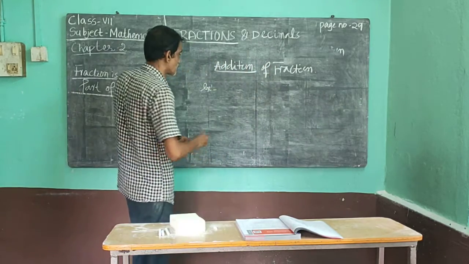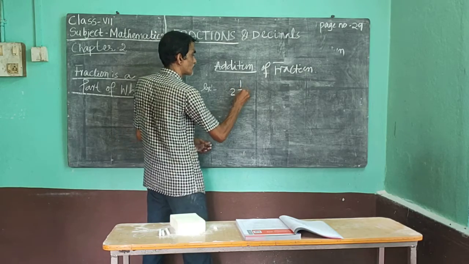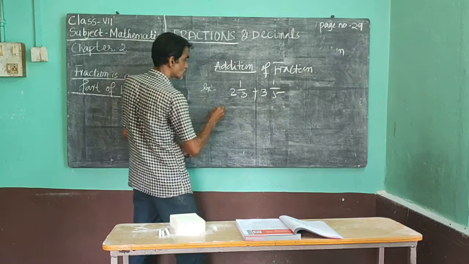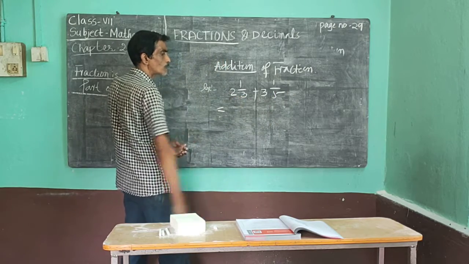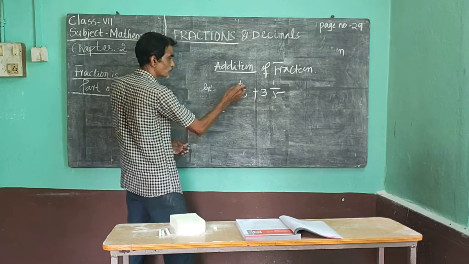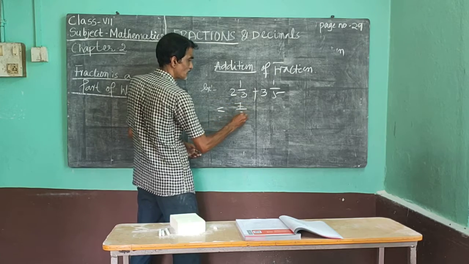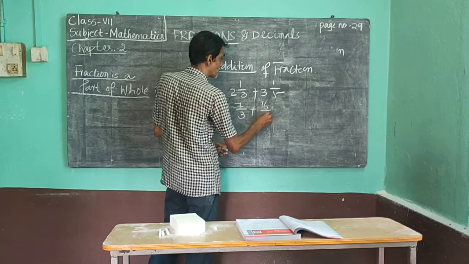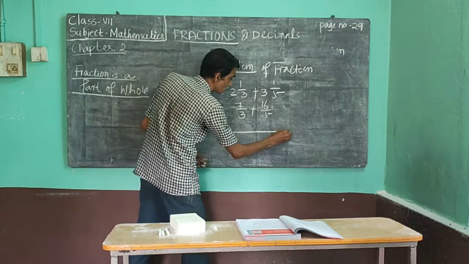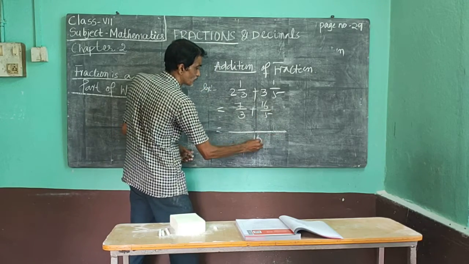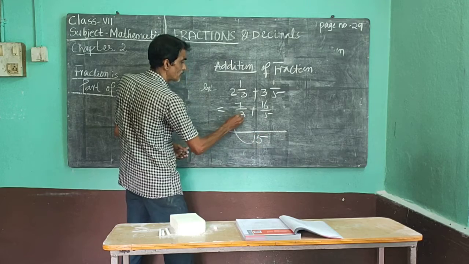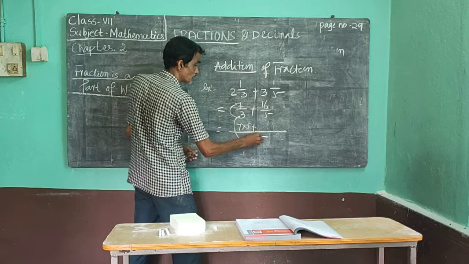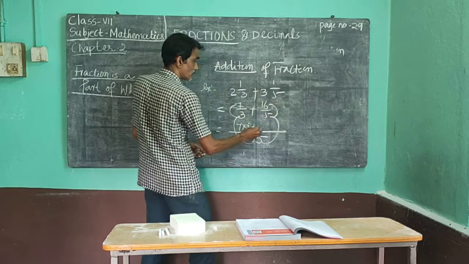It is a mixed fraction. For example, 2 whole 1 upon 3 added to 3 whole 1 by 5. First convert the terms into improper fractions. We know how to do this one. 3 times 2 is 6 plus 1, 7 upon 3, plus 3 times 5 is 15 plus 1, 16 upon 5. Now, take the LCM of 3 and 5, that is equal to 15. Divide, multiply. 7 into 5, divide, multiply.